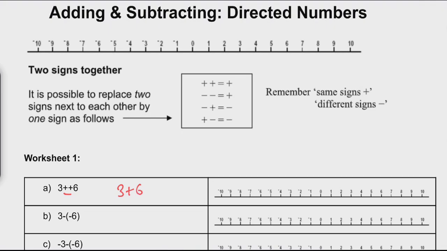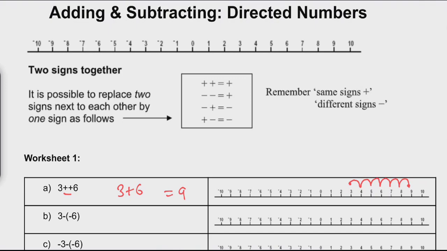And then using our number line, we know how to solve this question. We want to start on 3 and then we want to go 6 places. 1, 2, 3, 4, 5, 6. And then we end up at 9. So 3 plus 6 actually just simplifies to 9.